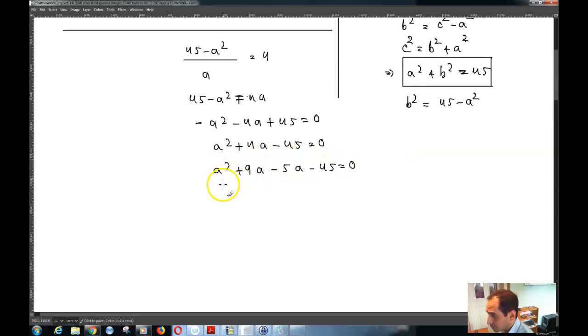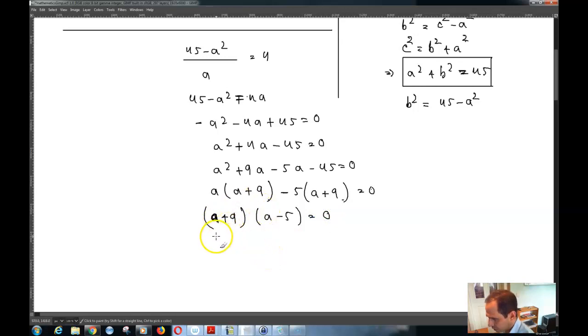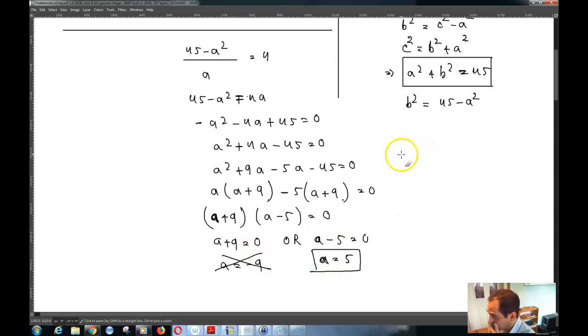And so I can, for example, take an a out from these two terms, write this as a plus 9, a squared plus 9, and negative 5 out from these two terms, a plus 9 is equal to 0, and then take a plus 9 out, and write this as a minus 5 is equal to 0. So that means that either a plus 9 is equal to 0, or a minus 5 is equal to 0. This gives a is equal to negative 9, and this gives a is equal to 5. This is not acceptable because it's a negative number, and so I take a as positive 5.